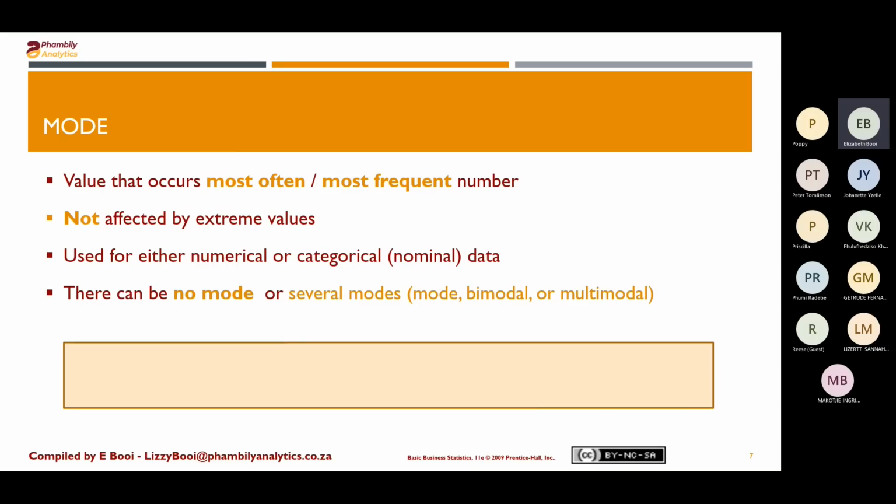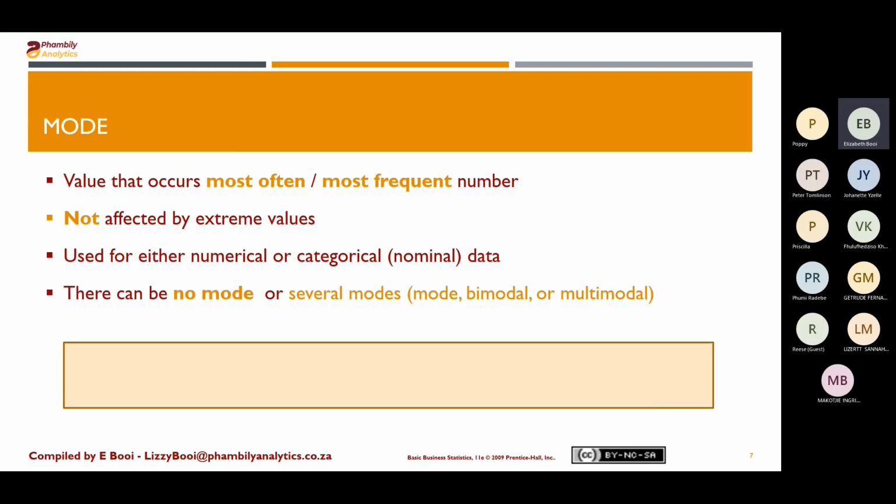We can use it either in numerical or in categorical data. So remember, in categorical data, you are able to see the mode by looking at the category that has the highest frequency. Whereas the mean and the median, you cannot use to calculate or find in categorical data, but the mode you can.